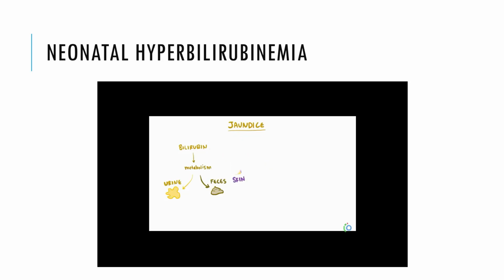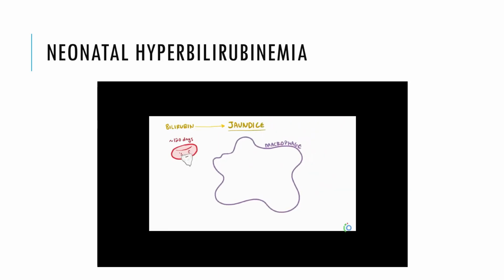So since bilirubin's our main culprit of yellowness, it's super important to know where it comes from. As red blood cells near the end of their lifespan, which is about 120 days, they're eaten up or phagocytized by macrophages in the reticuloendothelial system, aka the macrophage system, where the spleen plays the largest part, but it's also made of parts of the lymph nodes.